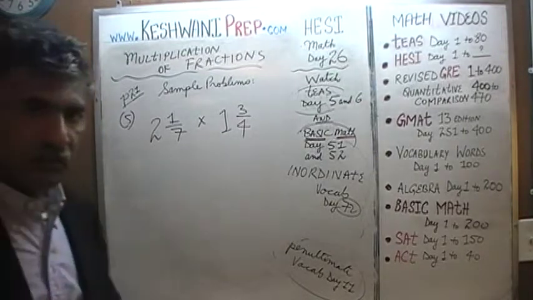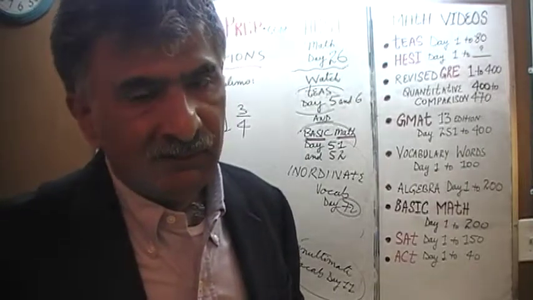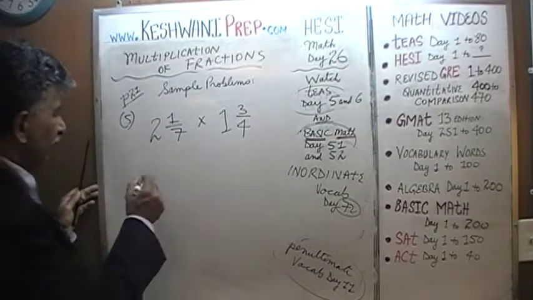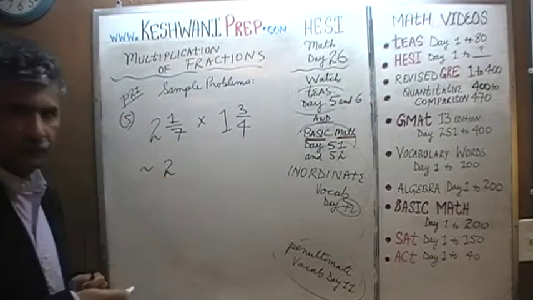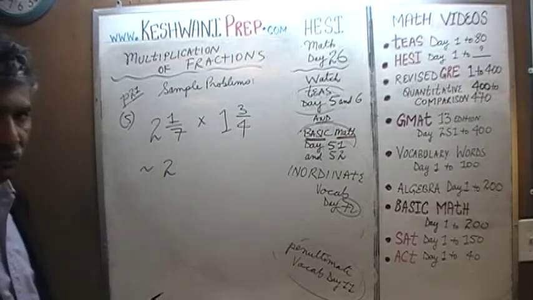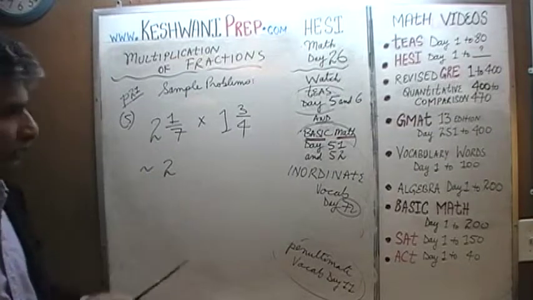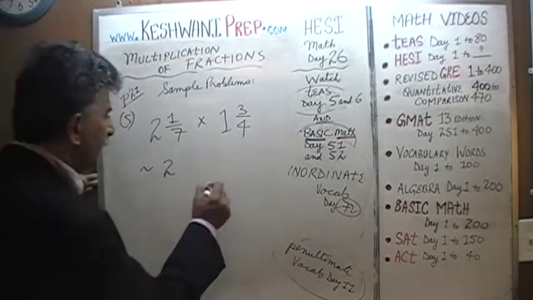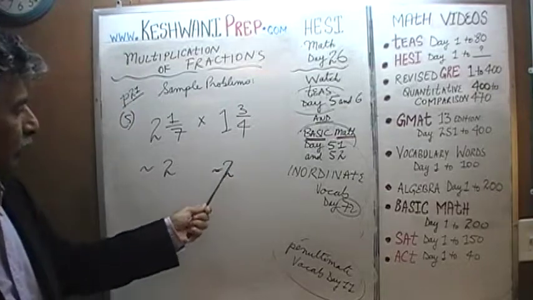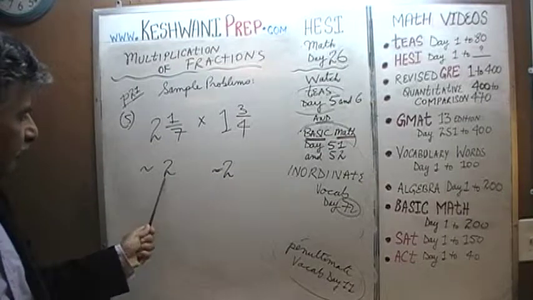But before we actually spend our time to find out the precise answer, let's see if we can do some estimation. 2 1/7 is approximately 2. Keep in mind that when we claim that 2 1/7 is approximately 2, that's an underestimation. Similarly, 1 3/4 is also approximately 2, but here it's an overestimation. 2 is more than 1 3/4.